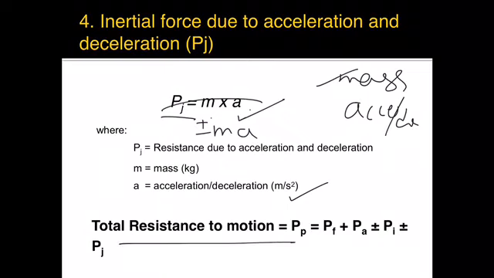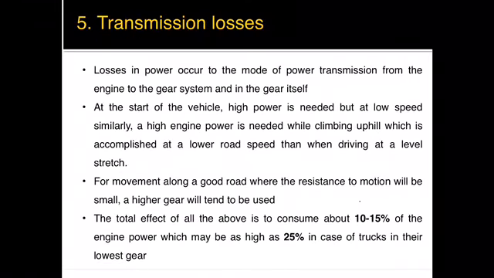Therefore, the total resistance to the motion, PP, will be the summation of all the resistances: air resistance, resistance due to inertia, and also the resistance due to the gradient. Apart from that, we have one more loss, that is the transmission losses. Losses in power occur due to the mode of power transmission from the engine to the gear system, and they can also be within the gear system itself.